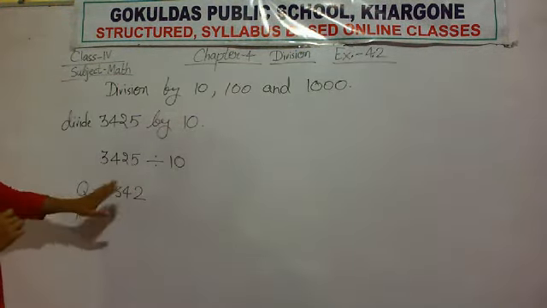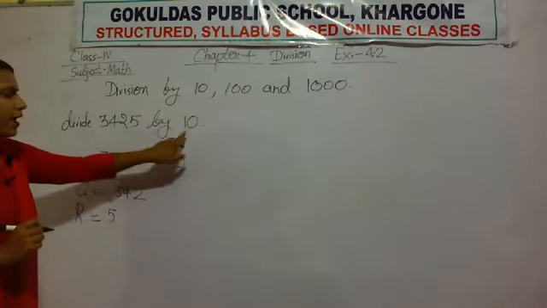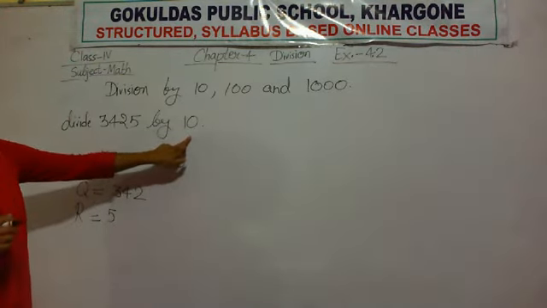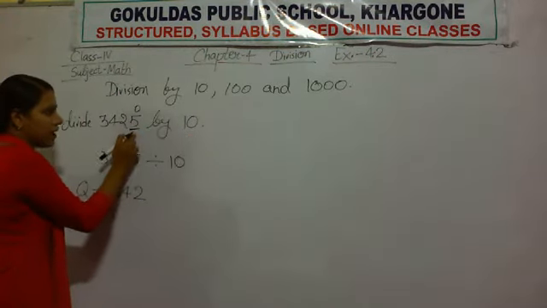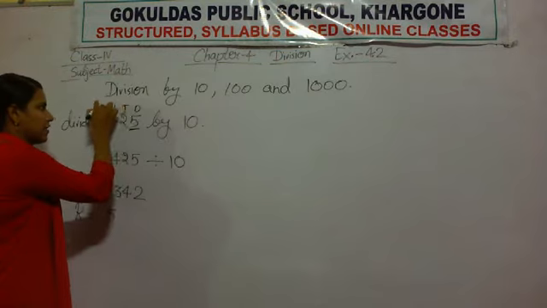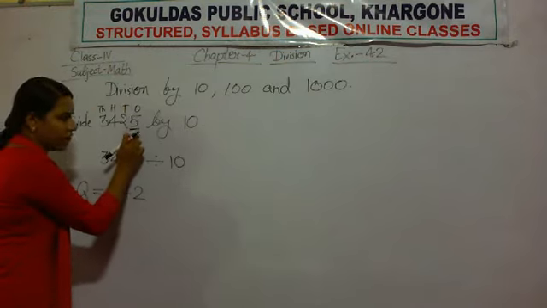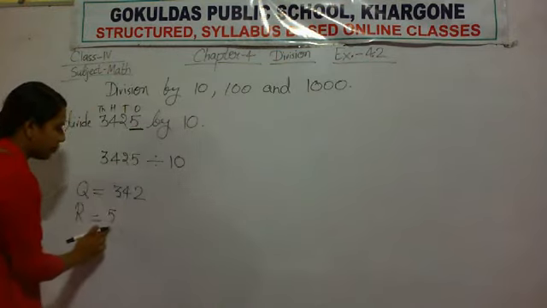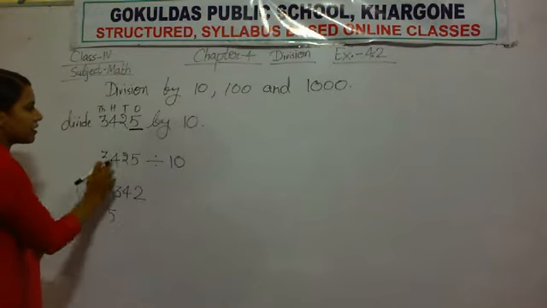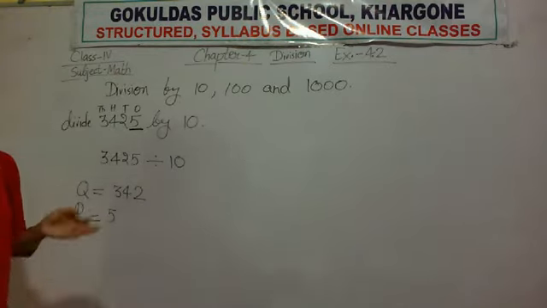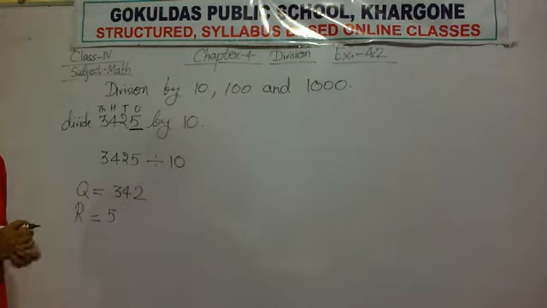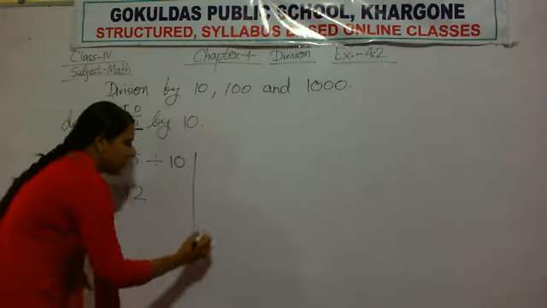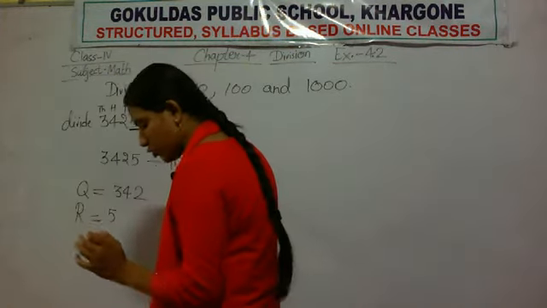What I am telling you is that if you are dividing any number by 10, then the digit at the ones place, here 5 at the ones place, then tens, hundreds, thousands, will be your remainder and the remaining digits will be your quotient, and the quotient is the answer of the division, right? If you don't believe me, let us check it by doing actual division.